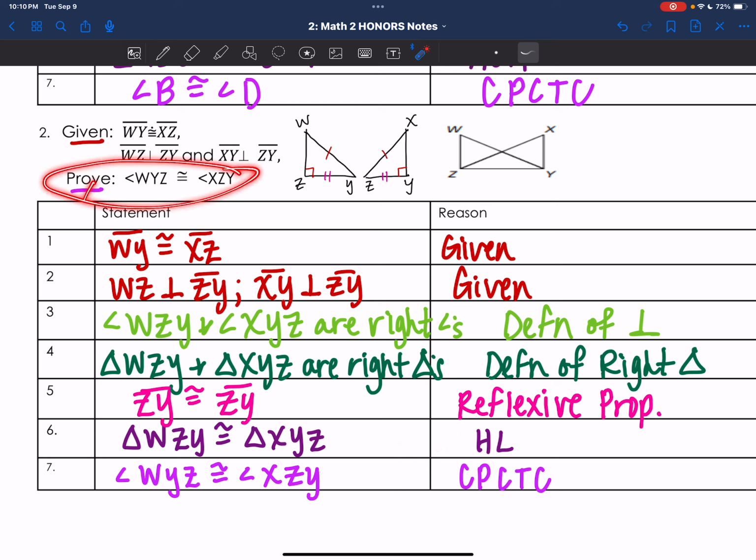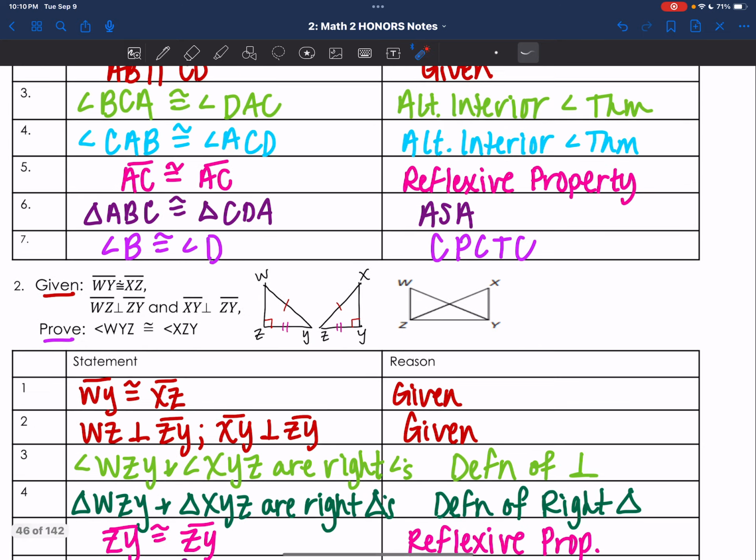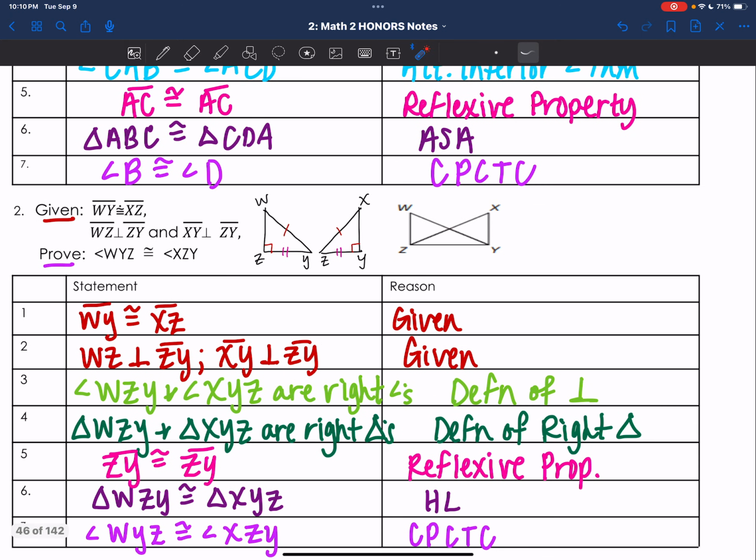Now we need to put your last step down here, and angle WYZ is congruent to angle XYZ. And we know that because corresponding parts of congruent triangles are congruent. So we've basically said all the parts are related. So since all the parts are related, we know hypotenuse leg, well, this is corresponding. Since these are corresponding, they're both congruent.